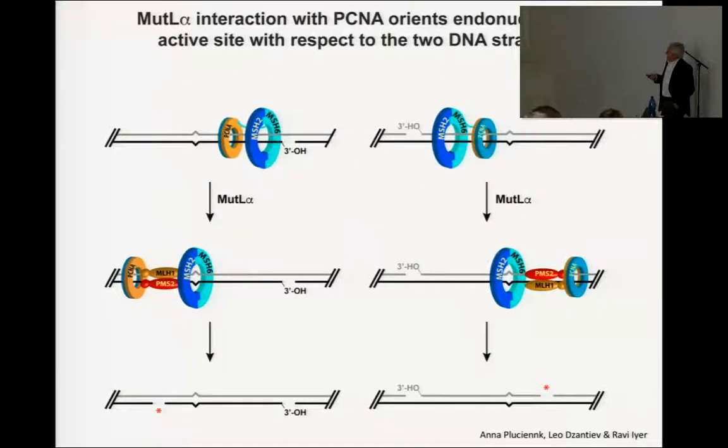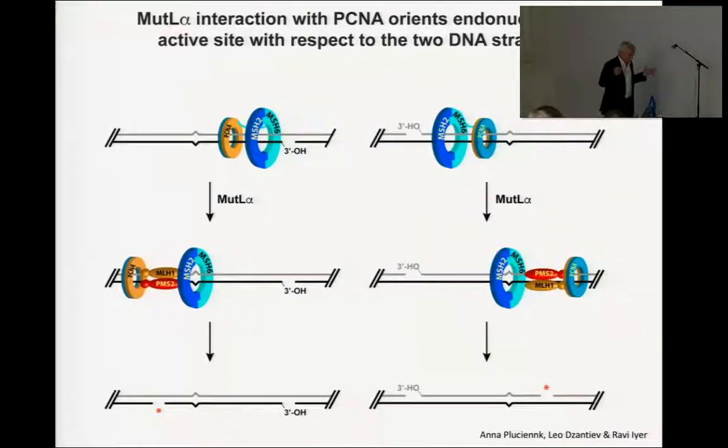Jerard Hurwitz's lab and Richard Kolodner's lab have shown that MutS alpha is tethered to the replication fork via physical interaction with PCNA, and both of these proteins are capable of movement along the DNA helix. Mismatch recognition by MutS alpha leads to recruitment of MutL alpha, which can interact with both of these proteins. Anna Plyusnina showed that MutL alpha interacts with the so-called C face of the clamp, which I've colored gold here. And the idea is that the asymmetry of clamp loading is preserved in the PCNA MutL alpha complex, and this serves to orient the endonuclease active site within the PMS2 subunit relative to the two strands of the helix.